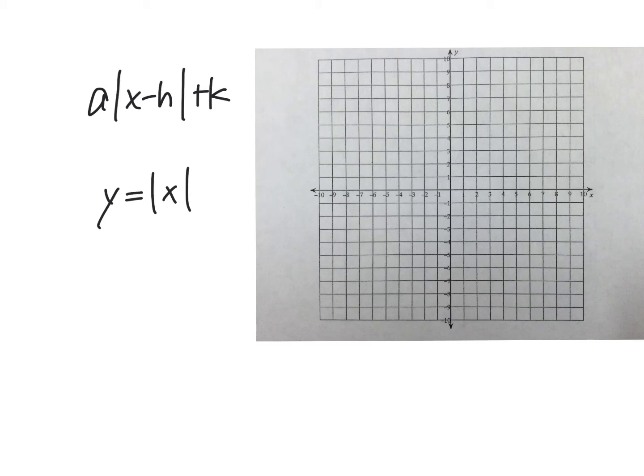So let's start with the parent function. There's nothing with the x on the inside and nothing outside the absolute value bars. That means our vertex is at the point 0, 0, the origin. I'm multiplying by 1 here. There's no 1 written there, but that's what's out front. Therefore, my slope is 1. Because there are two values on the right and the left, I go up 1 over 1 to the right, but then I go up 1 over 1 to the left. Then I do it again, and here's my V.